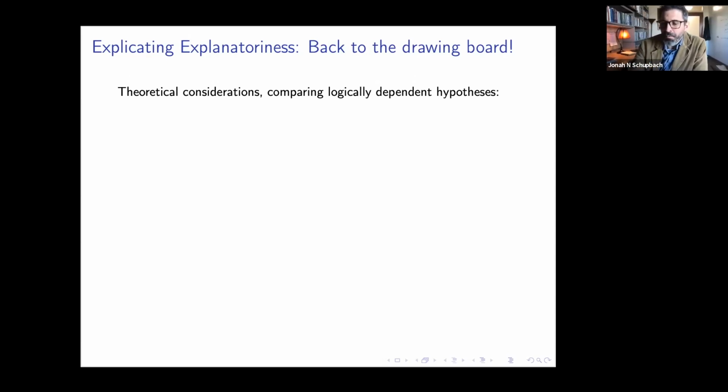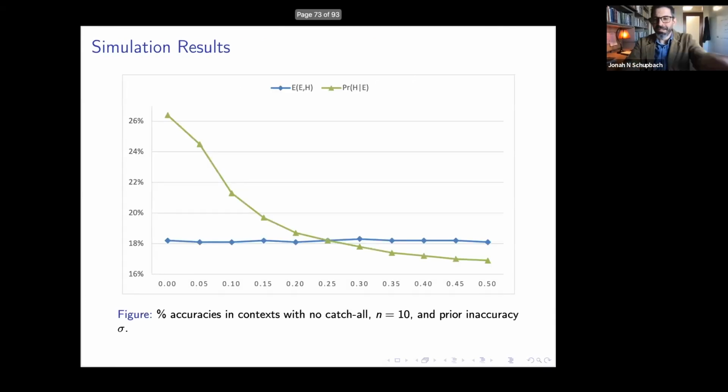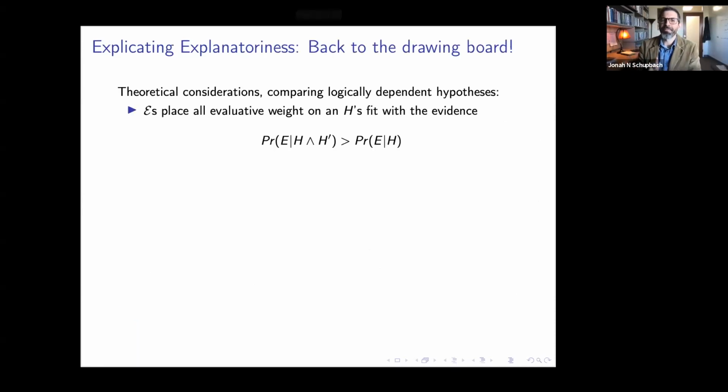Very briefly, here's one way you could try to let theoretical considerations determine a direction through these formal measures, and determine for you a way of trying to balance these two explicata in such a way that you hopefully can get a better result across the board. First, notice that the E's, which amount to likelihoodist reasoning, in a sense place all the evaluative weight on a hypothesis's fit with the evidence because they come down to likelihoodist reasoning.